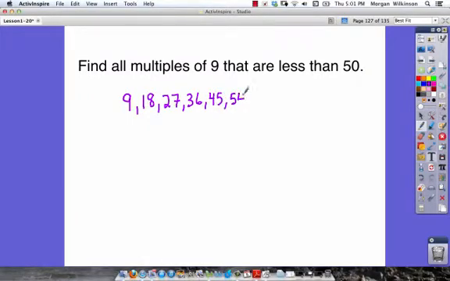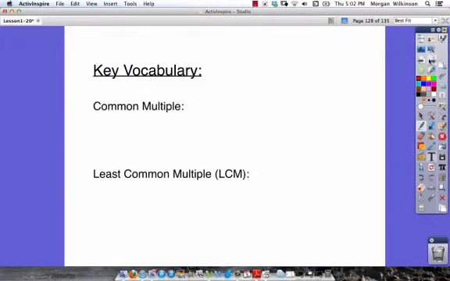54. Well, we could keep going, but remember the question says that are less than 50. So if we want numbers that are less than 50, we're going to cross this 54 off the list. We can go ahead and put a box around all of our other numbers, and we've got our answers: 9, 18, 27, 36, and 45. Let's move on to our next example.